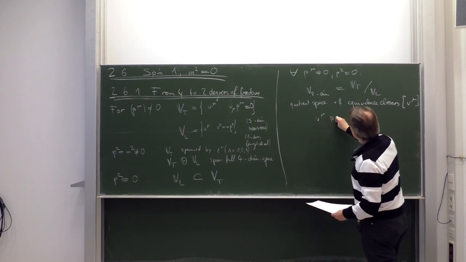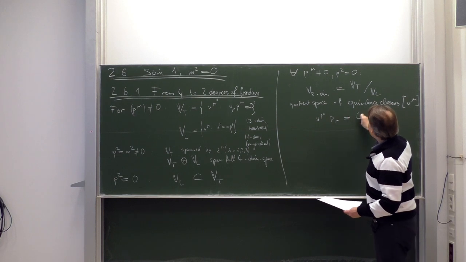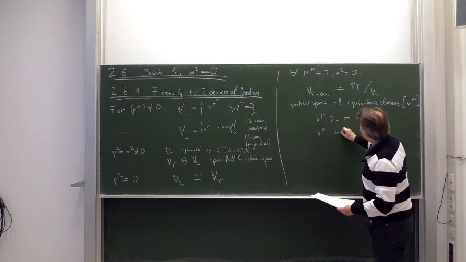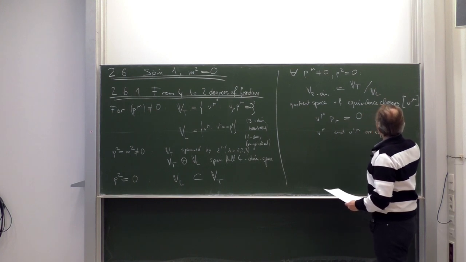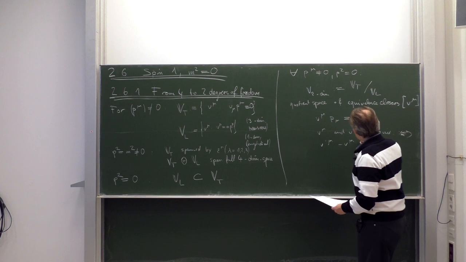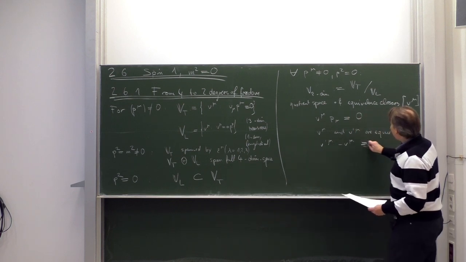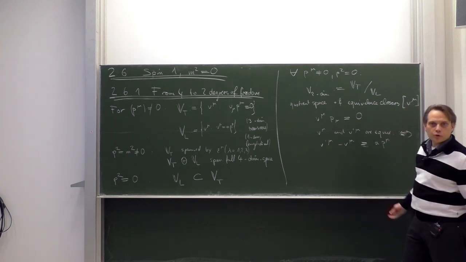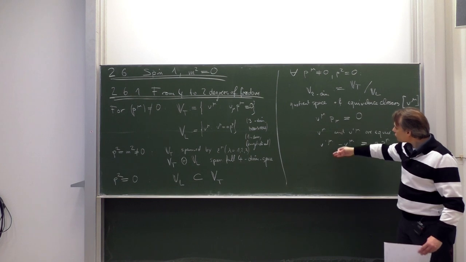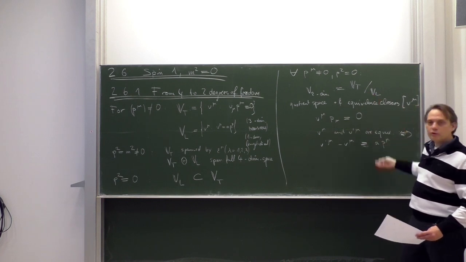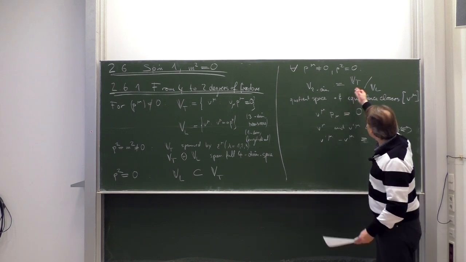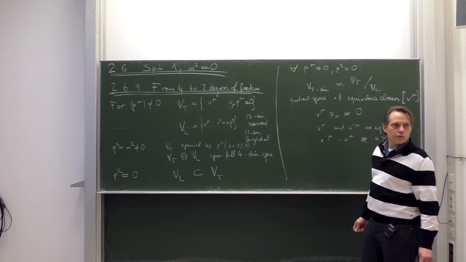And first of all, each representative that is allowed in this space needs to be orthogonal to p mu. And on the other hand, two vectors, v mu and v prime mu, are equivalent by definition if and only if the difference is an element of VL, in other words, has the form a times p mu. So if two vectors differ by a multiple of the momentum, then they are called equivalent. And then all vectors which differ by such a multiple of the momentum form one equivalence class. And then this space is two-dimensional, and it is spanned by two equivalence classes.